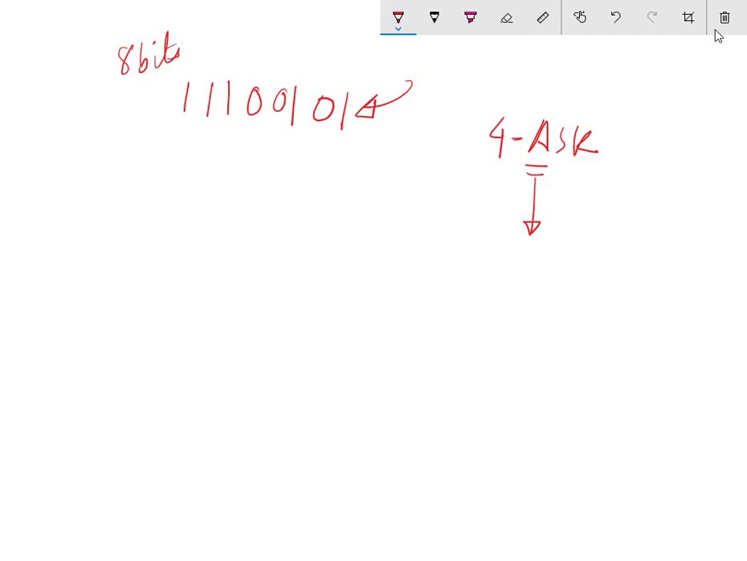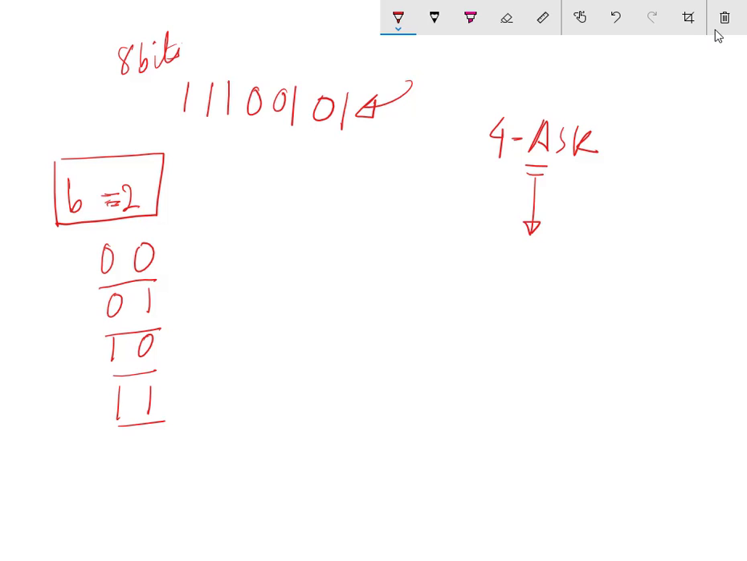So for 2 bits at a time, the number of bits is 2. For 2 bits, we have 4 options: 0 0, 0 1, 1 0, and 1 1. So we have 4 options. For 4-ASK, we will encode 2 bits at a time. The bit combination can be 0 0, 0 1, 1 0, 1 1.